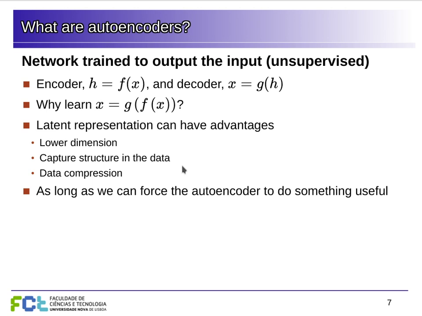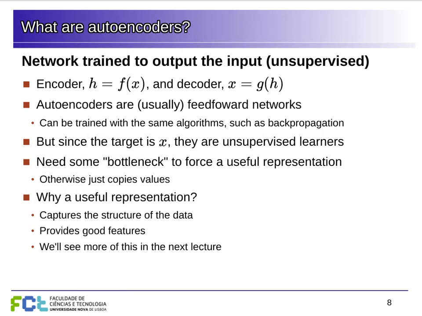But this may not always be with lower dimensions. I'm going to show you other examples, but the main idea is that we want the autoencoder to do something useful to the data. So usually autoencoders are feed-forward networks. You may create, for example, recurrent autoencoders and something like that. Since you're going to look at recurrent networks further on in the semester, I'm not going to talk about that here.